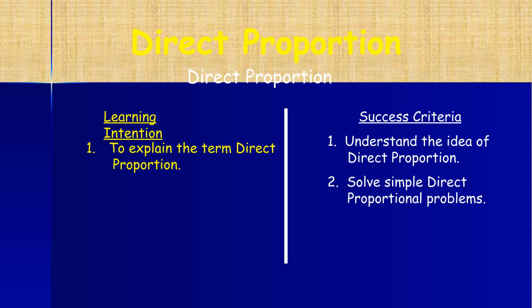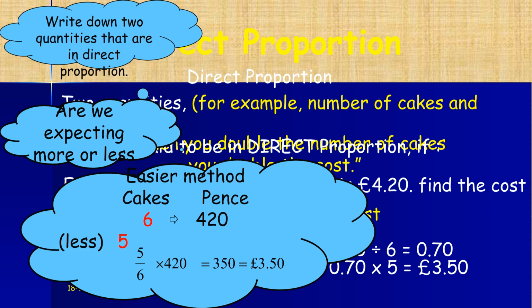Our learning intention for direct proportion is to explain the term. Our success criteria are to understand the idea of direct proportion and solve simple proportional problems. Two quantities, like the number of cakes and the total cost, are in direct proportion if doubling one also doubles the other. For example, if 6 cakes cost £4.20, 5 cakes cost £3.50. This is found by calculating the unit cost of 70 pence per cake and multiplying by 5.